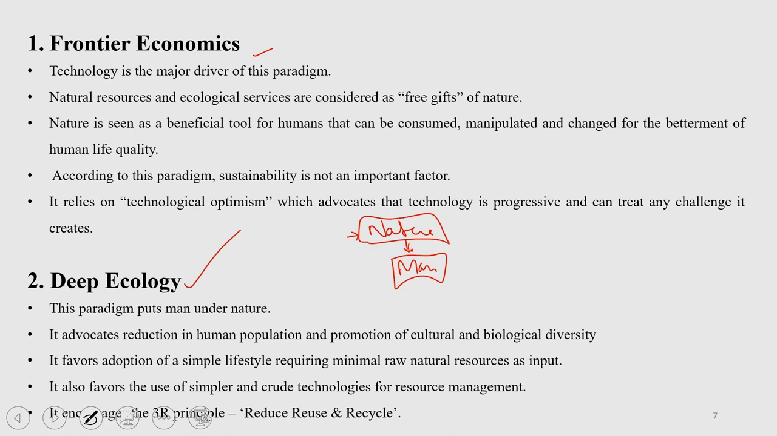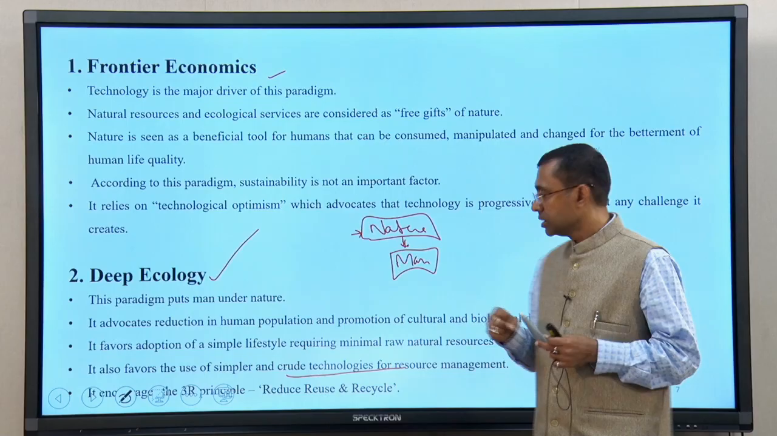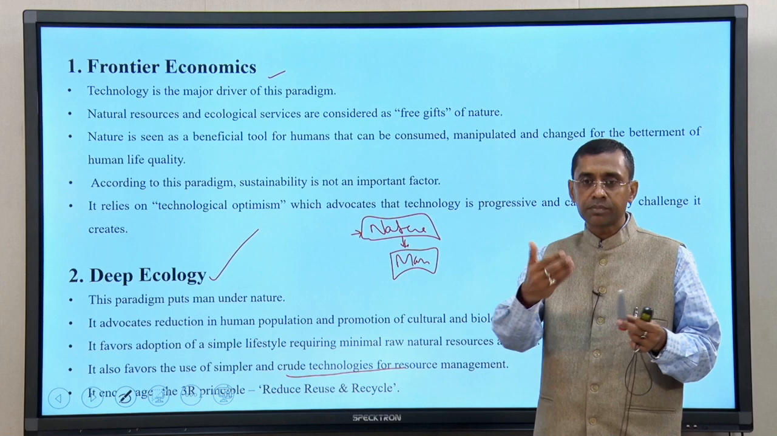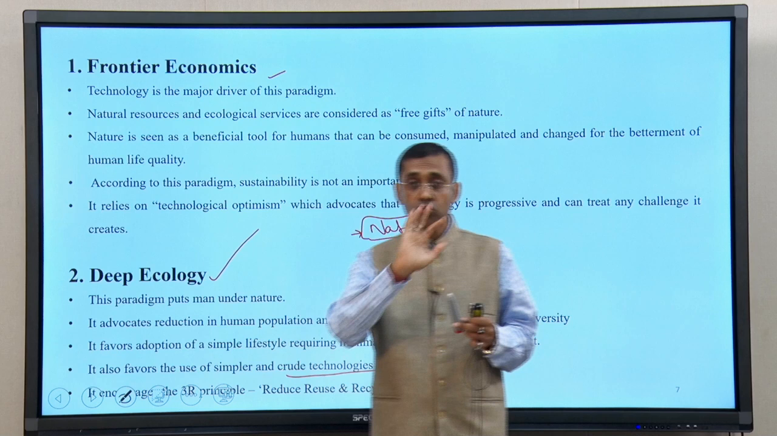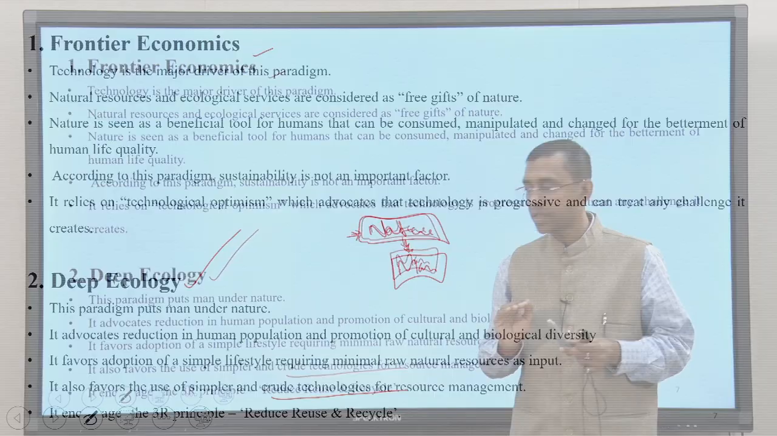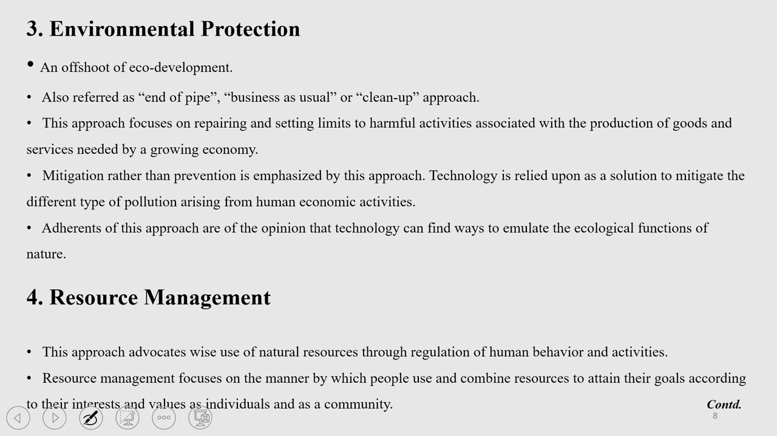It also favors the use of simple, crude, frugal technologies. It doesn't try to maximize technological advancement for the extraction or exploitation of natural resources. It says to use some simple crude technology which will not impact the environment negatively, but at the same time you can utilize the resource for your benefit. So in deep ecology overall, in one line, it can be summarized that it believes in the principle of 3R: reduce, reuse and recycle.